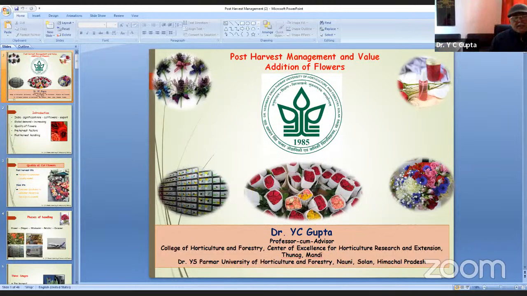From harvest to consumer level, one term is vase life. The longer the vase life, the more the flower value. This varies from 3 to 4 days to several days with the climatic condition as well as the season or the flower. So vase life always depends on the flowers. Phases of handling start from grower level, shipper, wholesaler, retailer, and consumer. This is the chain, in which sometimes the grower directly supplies to the consumer. It is a very rare case. Most of the time, it goes through shipping, wholesale, and then retailer, then finally to the customers.